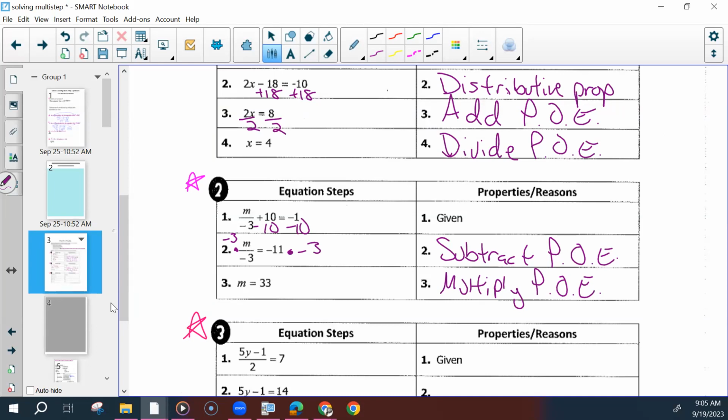So I want you to try example 3, see if you can figure out what did they do from step 1 to step 2 and so on and so forth. I'll give you a minute to do that.